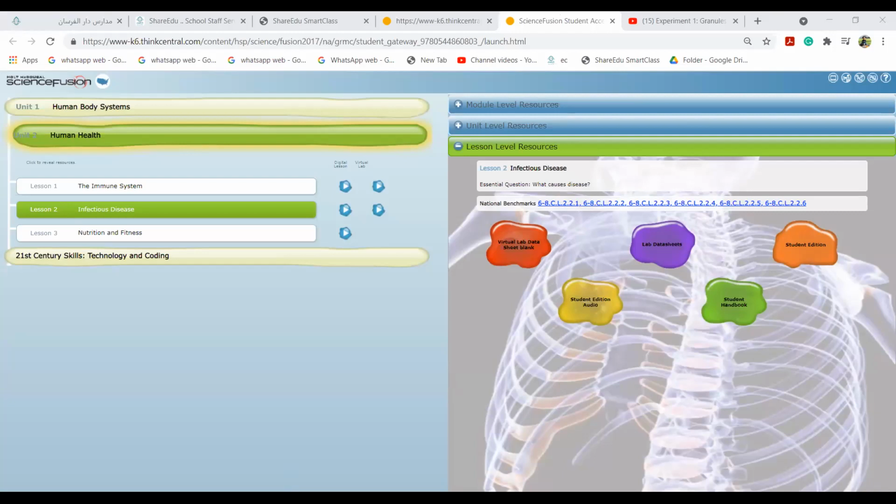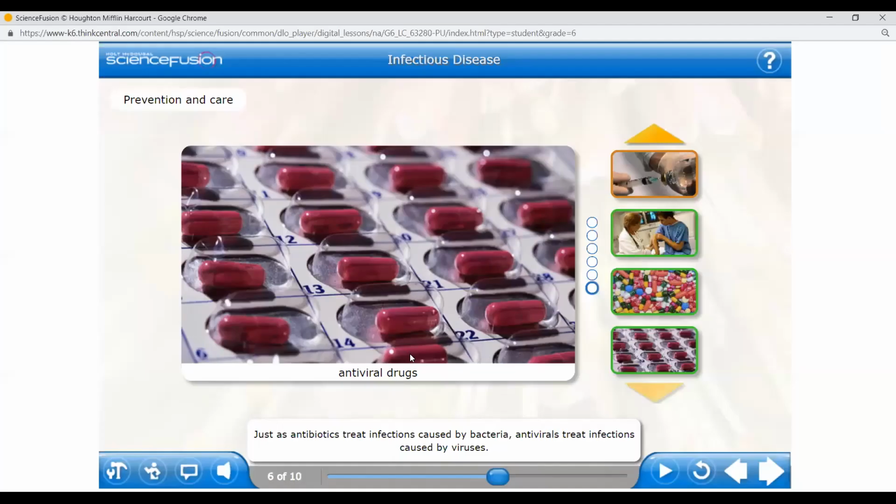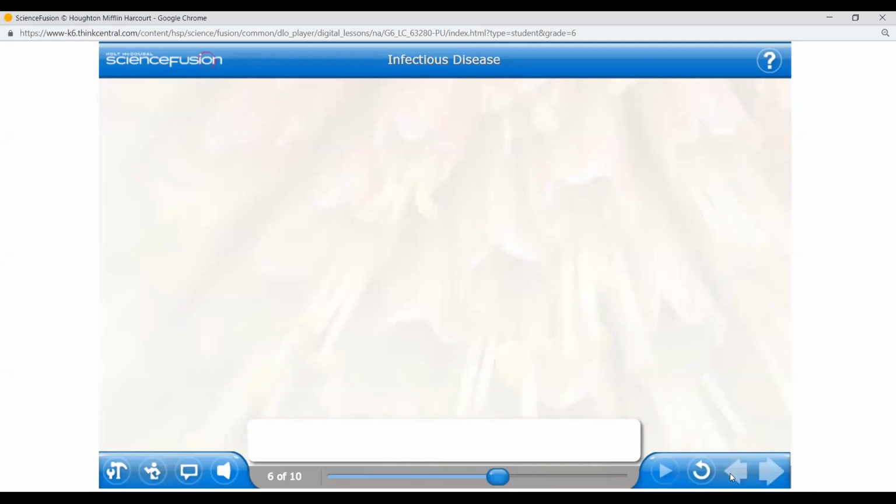What can you see on the screen now? Science. Bacteria. Antivirals treat infections caused by viruses. Antiviral drug. No, I want to make you see the last slide.